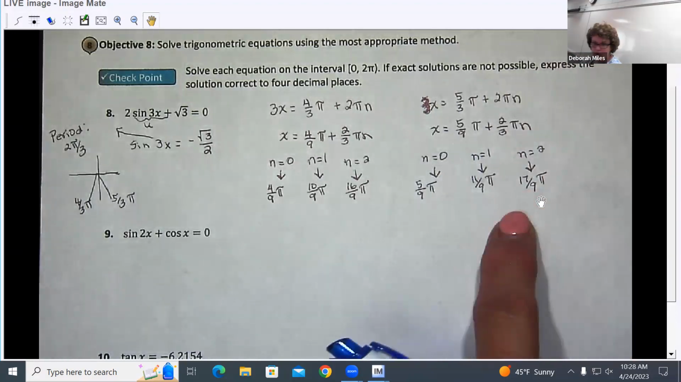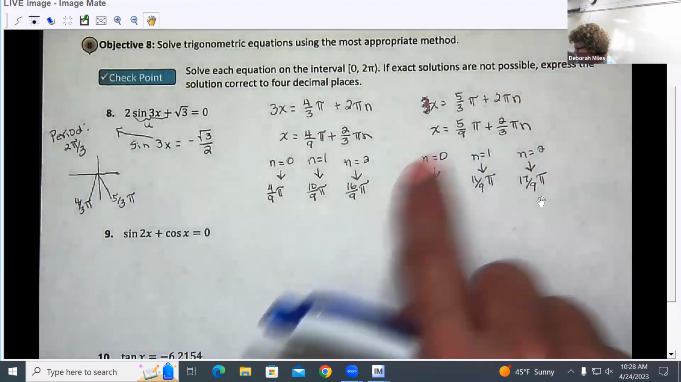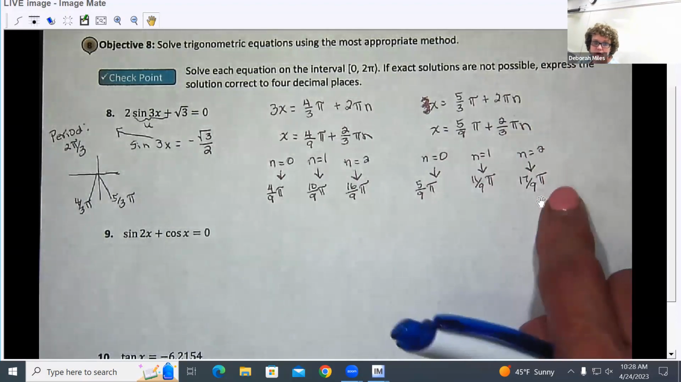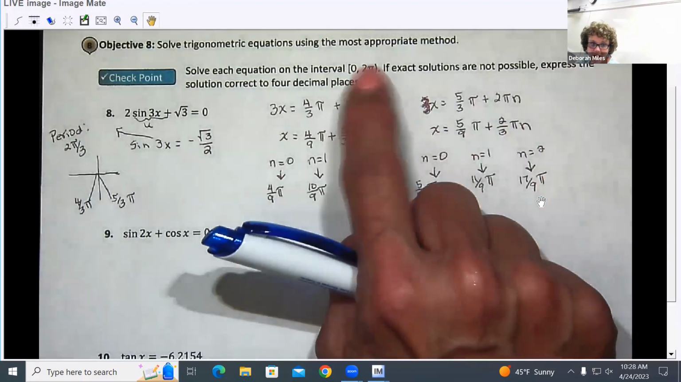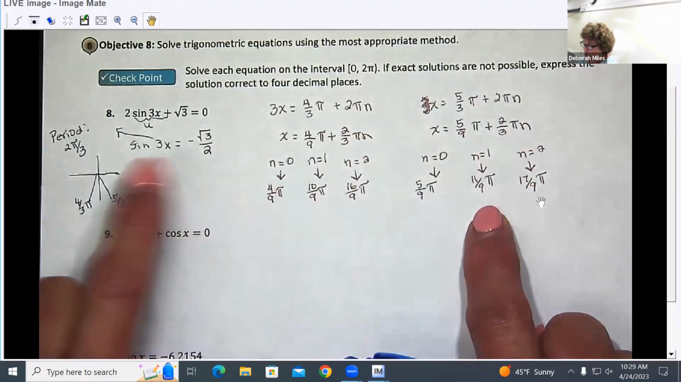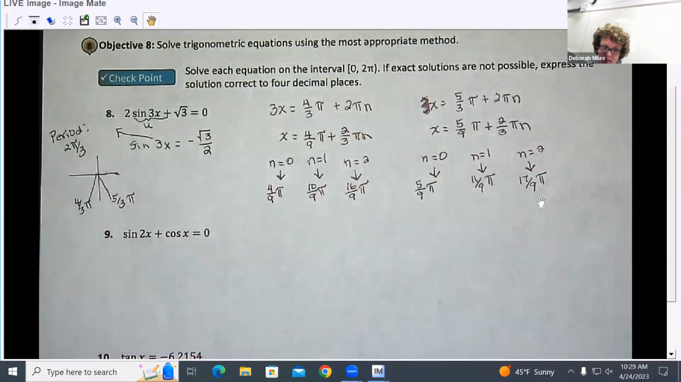And that's the 3 solutions I get from this equation. Again, if I went to n equals 3, I would be outside the bounds of 0 to 2 pi. I was expecting 6 answers because of this period change, and that's exactly what I got.